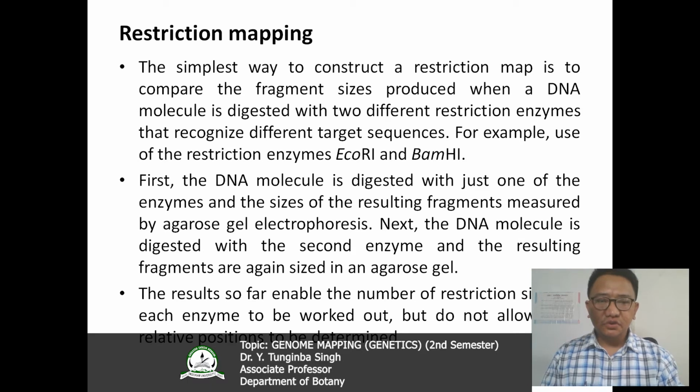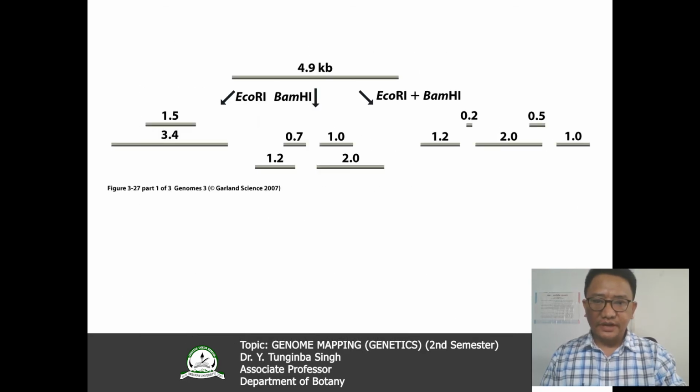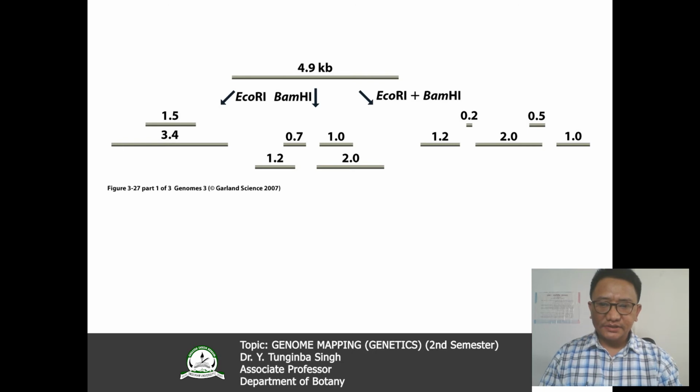Suboptimal conditions, so that the product is not fully digested. So we'll see the importance of that. Now let us take an example of a 4.9 kilobase fragment for which we are going to perform a restriction mapping. Let us consider two enzymes, EcoR1 and BamH1, to be used in this particular experiment.